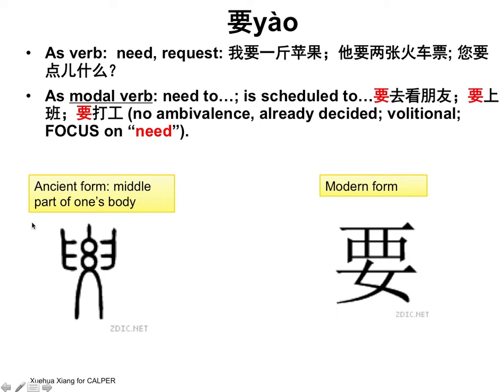Just want to show you the ancient form, the pictographic form of 要. It is the same character as the modern form. Here is a person with the middle part being kind of squeezed. This has very little connection to the modern meaning of 要, but the sound is the same because, you know, the middle part of our body, 腰, that's the waist. You can still see the sound being similar. 腰, 腰.